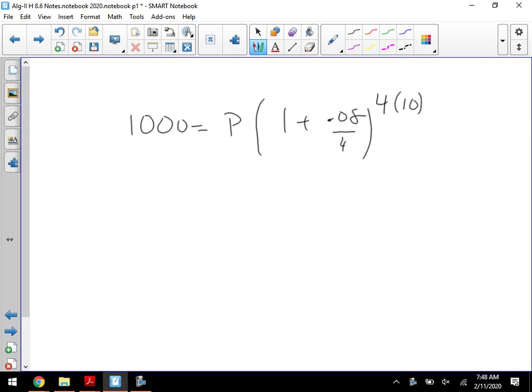And then you wind up solving it: take care of the parentheses, raise it to the exponent, take 10,000 divided by your answer, and you would have gotten $452.89 if you mathed that correctly. Okay.